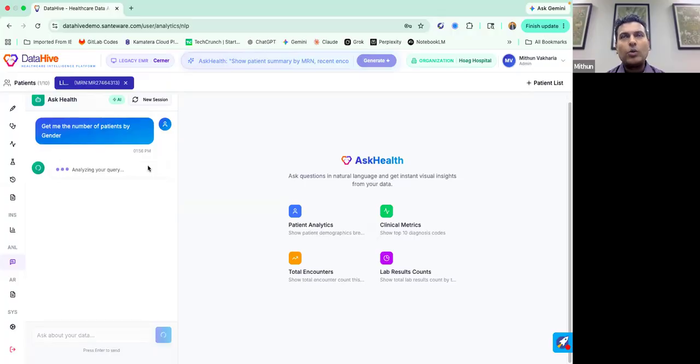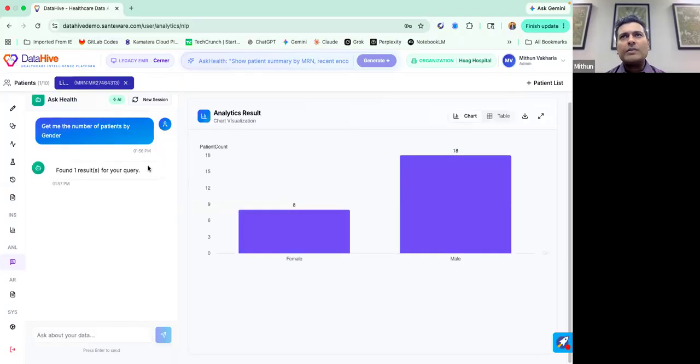So what it does is reduce some of the operational as well as some of your day-to-day report requirements, because then you don't have to rely on your IT team. You can just interact with your data right here in this NLP. So here is the result. You can see it's in the form of a chart. It tells you that you have 8 female patients and 18 male patients.